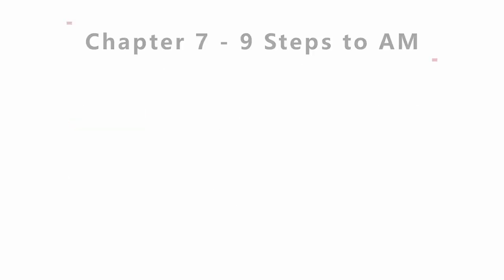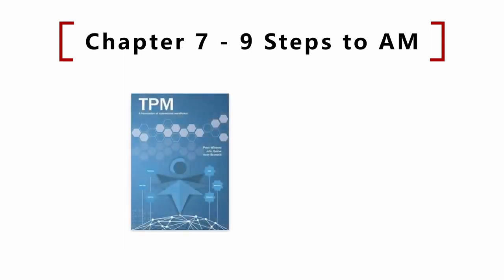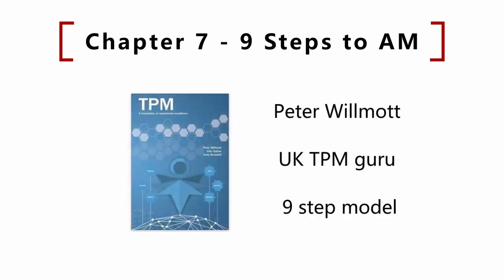Chapter 7. The 9 Steps to Implement Autonomous Maintenance. Peter Wilmot, UK TPM Guru, has proposed a widely used 9-step model. The 9-step process is a long and thorough one. Absolutely not a quick fix.